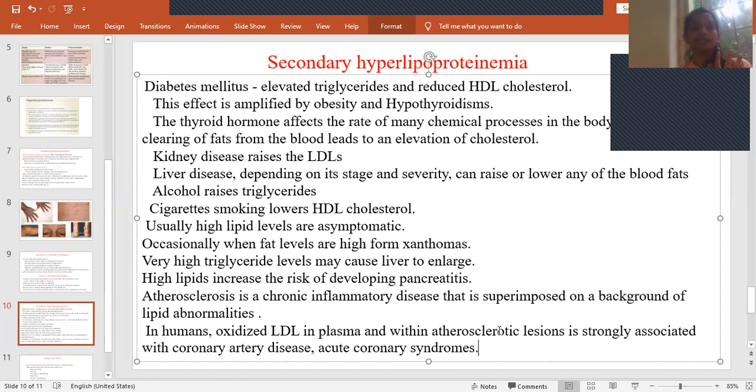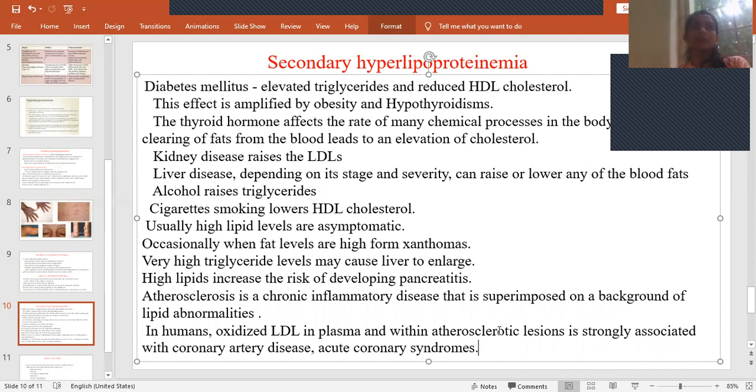And then in case of liver disease, depending on the severity of the liver disease, either a raise or a lowering of any of the blood fats can be seen. And then alcohol causes an increase in triglycerides, and smoking causes a decrease in HDLs. So these are the diseases and risk factors. How do they cause secondary hyperlipoproteinemias?